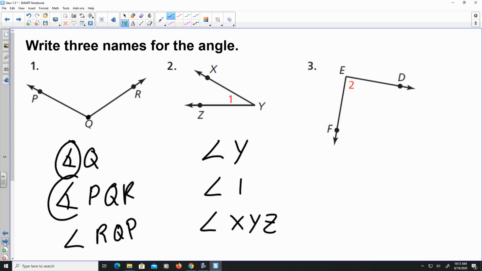Number 3, same idea. I could say that this is angle E. I could say this is angle 2, or I can give it the 3 points in which I could say that this is DEF. I could certainly have said angle FED, but making sure that the vertex that has the point with the 2 rays is my middle term.